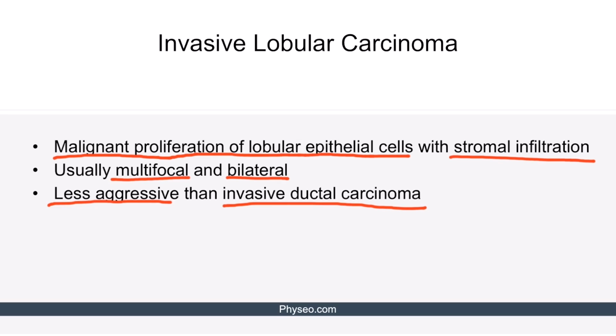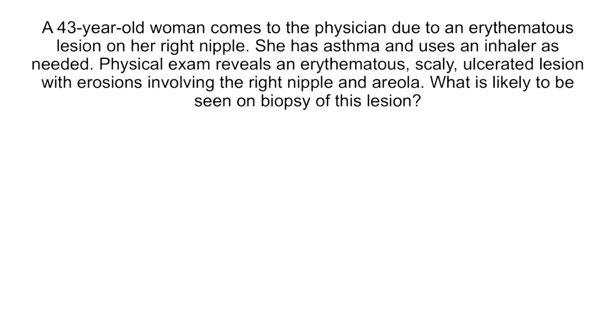Alright, now let's solve this question. A 43-year-old woman comes to the physician due to an erythematous lesion on her right nipple. She has asthma and uses an inhaler as needed. Physical exam reveals an erythematous, scaly, ulcerated lesion with erosions involving the right nipple and areola. What is likely to be seen on biopsy of this lesion?